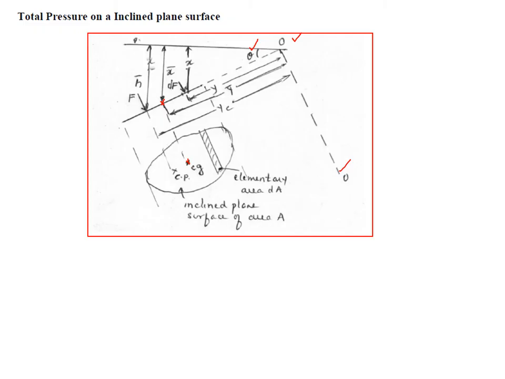As I had done in the previous case, consider an elementary area, which you project onto the edge view. The vertical depth is X, whereas the inclined distance is Y. Here the force dF will be acting on this elementary area. Now, same thing, the pressure intensity P always depends upon the vertical depth. So the pressure intensity is omega into X. If you multiply by the area dA, you will get the force dF. So here dF is again omega X into dA.